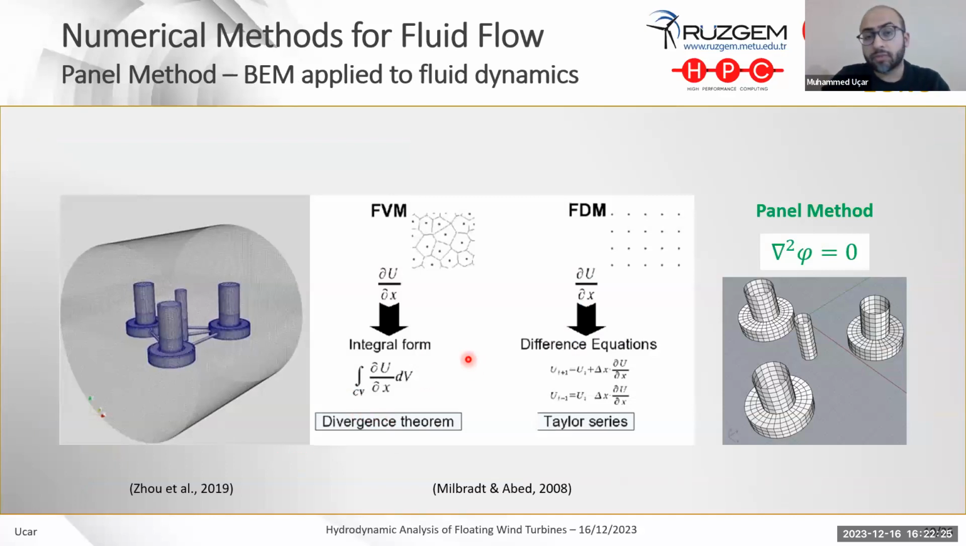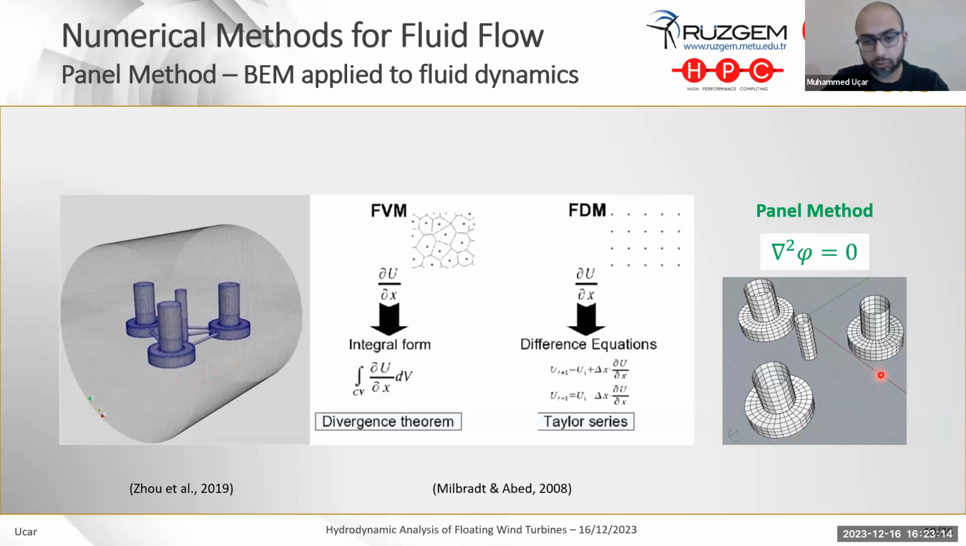For the numerical application, we are using panel method codes. These panel method codes are the application of boundary element methods to fluid dynamics. So we are only discretizing the boundary elements, while for CFD, we are discretizing the whole domain surrounding our structure. For a basic comparison, at the left-hand side, you see around 2.4 million meshes, and at the right-hand side, you see only around 1,000 meshes.